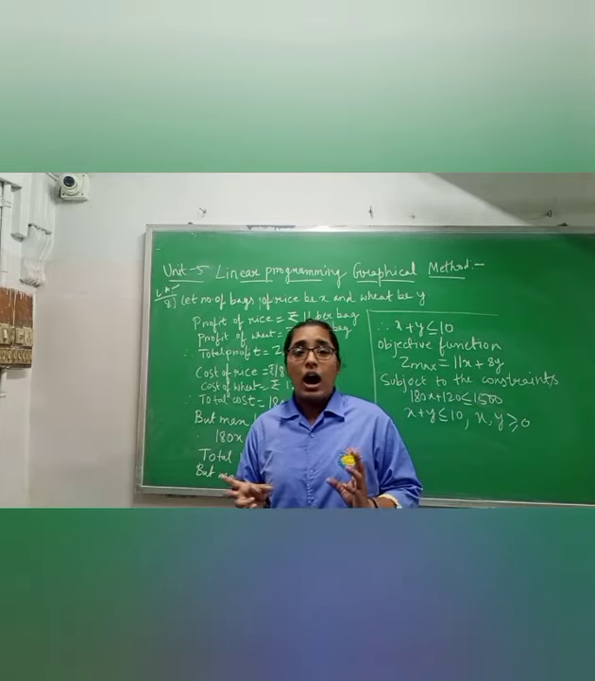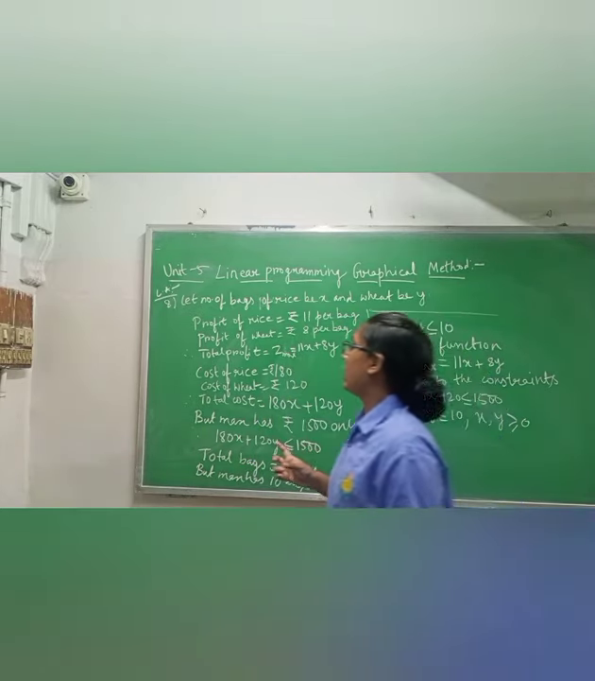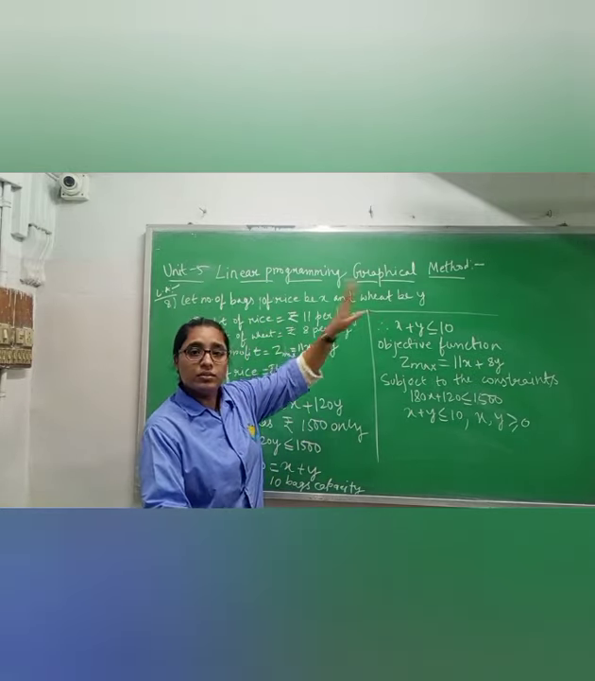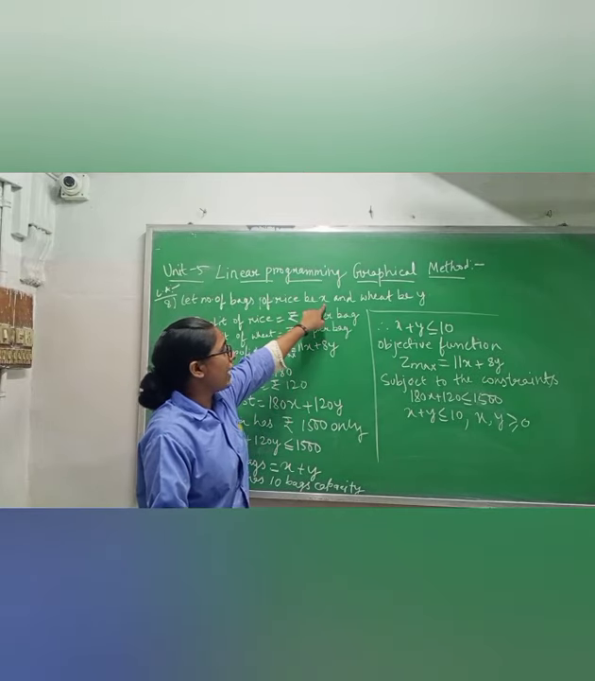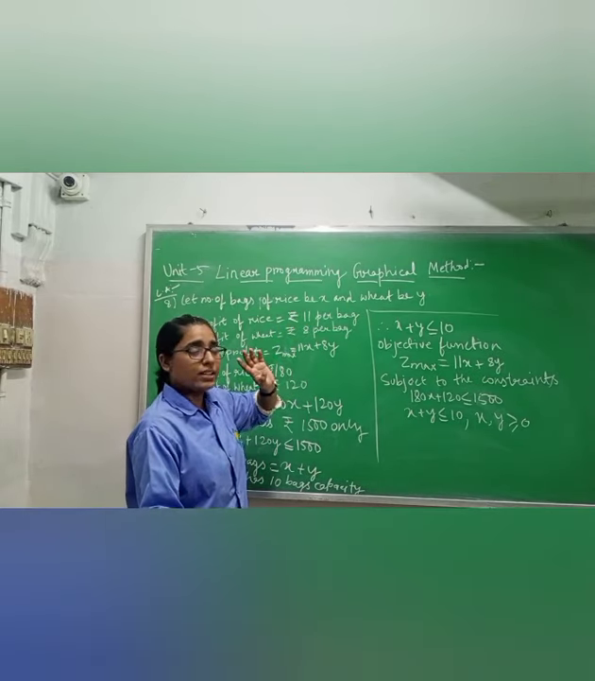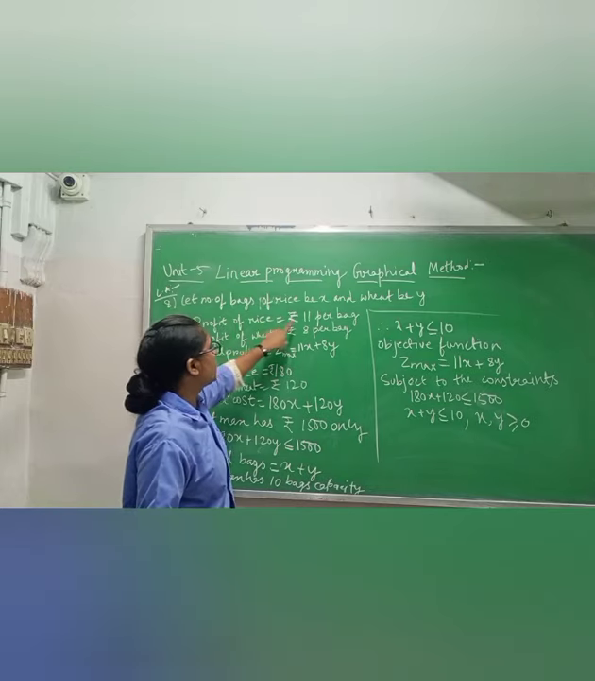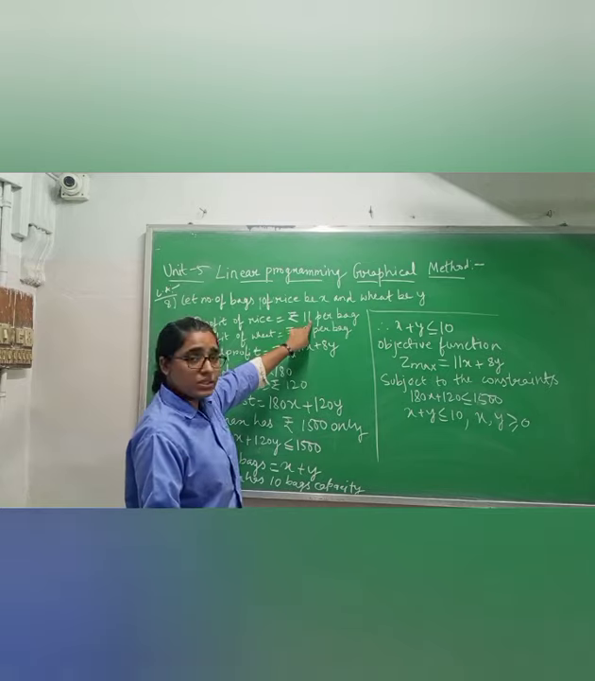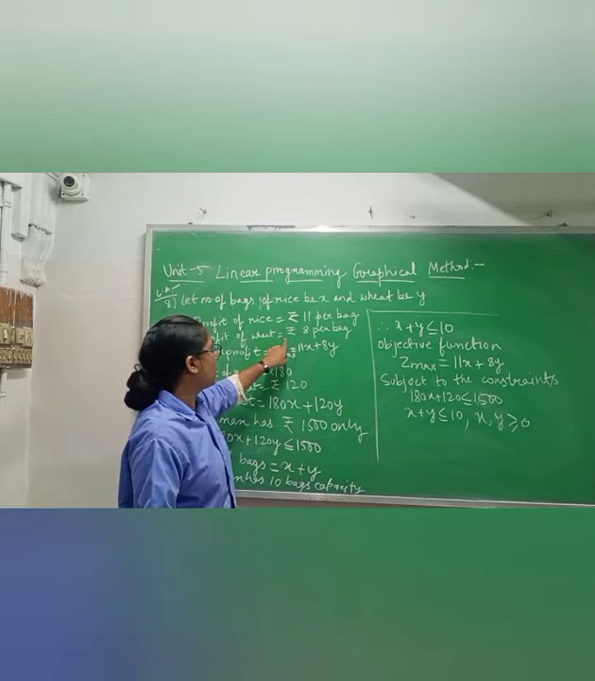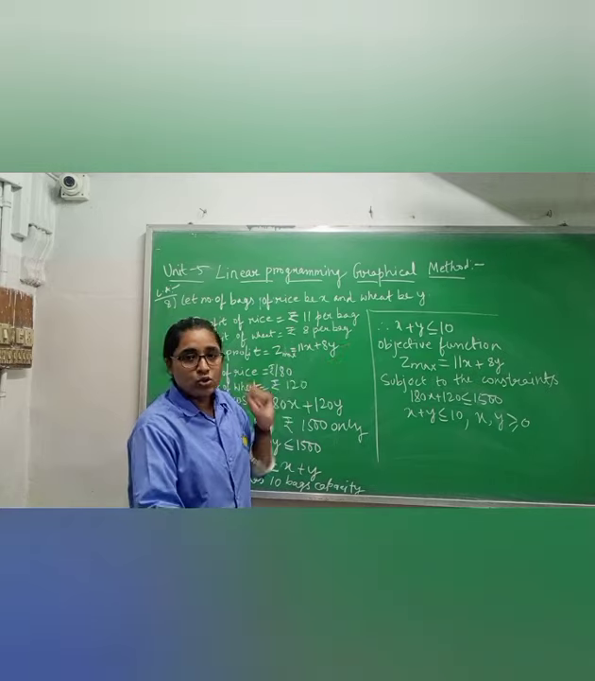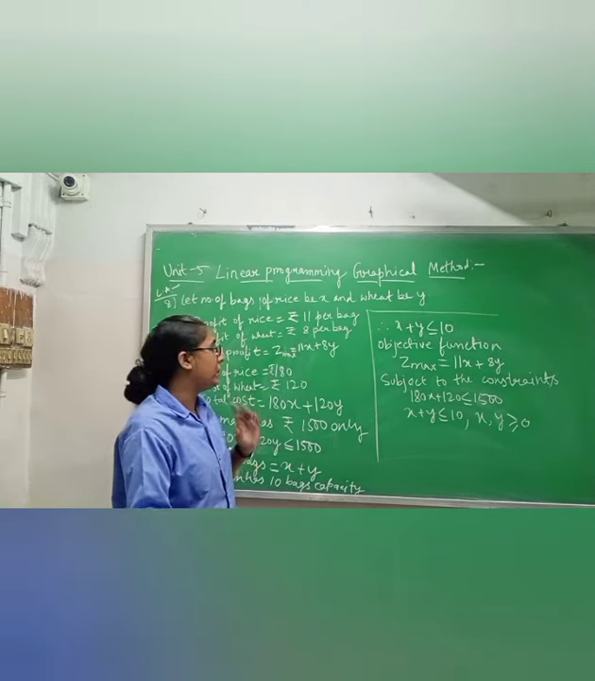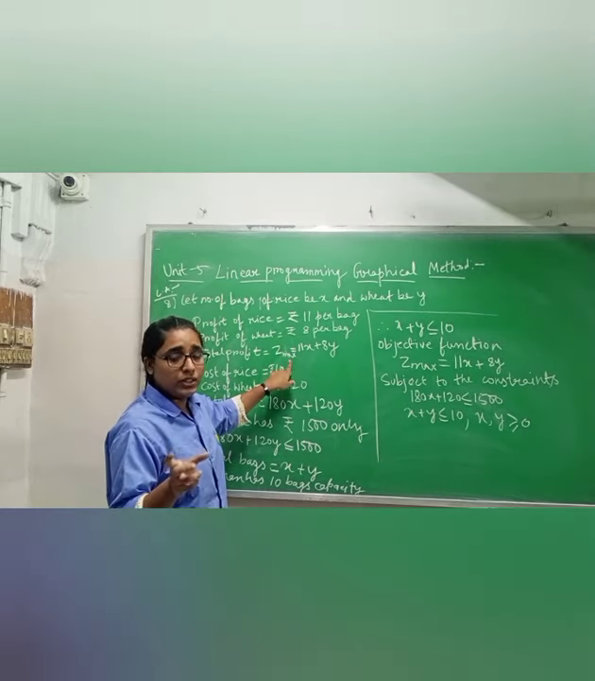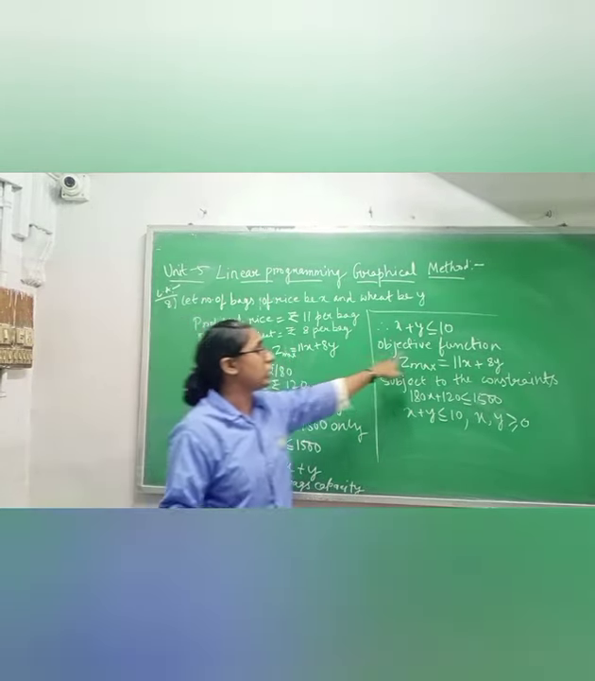But we don't know how many bags he is purchasing. So that is why I am taking the number of bags of rice to be x and wheat to be y. So x is the number of rice bags and y is the number of wheat bags. The profit of rice is rupees 11 per bag, and the profit of wheat is rupees 8 per bag. Now what is the total profit Z max? Because they are asking for total profit, which will become the objective function.